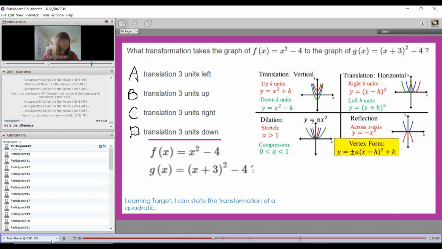What is different here? The plus 3. Yes, Christian. The x squared technically is the same. The minus 4 stayed the same. The plus 3 here in the parentheses went with our input, we added that with our input, and that is what changed. If we have plus 3 in those parentheses, what does that do to our parent function? What kind of transformation is that?